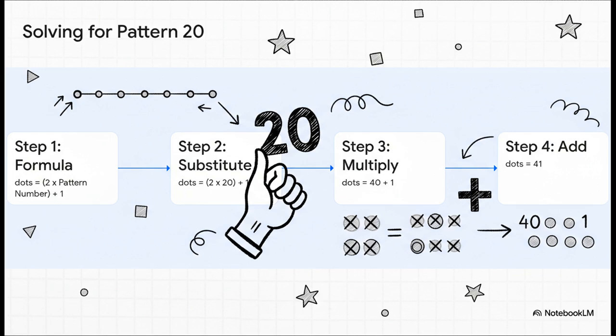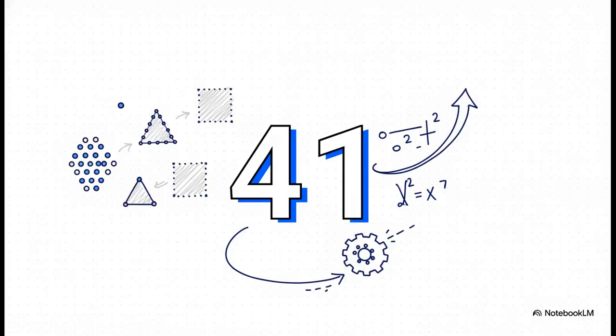Step 3. Order of operations. We have to multiply first, so 2 times 20 gives us 40. And finally, step 4. Now we can do the addition. 40 plus 1 is 41. And there it is. The answer is 41. That means there will be exactly 41 dots in pattern 20.